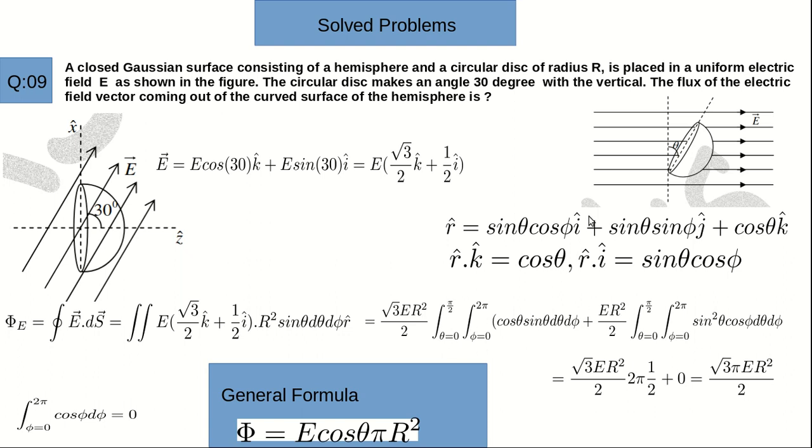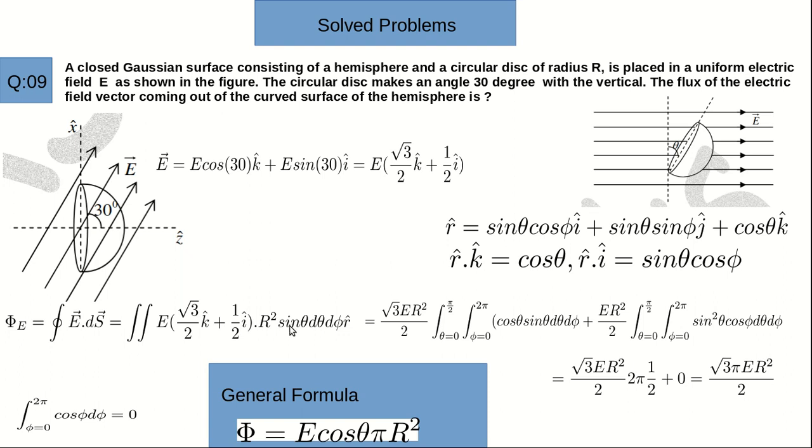Similarly here, this sphere is a half sphere, so theta will go from 0 to pi by 2 instead of pi, and phi will always go from 0 to 2 pi. If you integrate it, this integration will give you 0, but this will give you some value. So this will give root 3 E r square times 2 pi times half, so it will give root 3 pi E r square by 2. Since phi goes from 0 to 2 pi, the integral of cos phi d phi is 0. So we can generalize this.